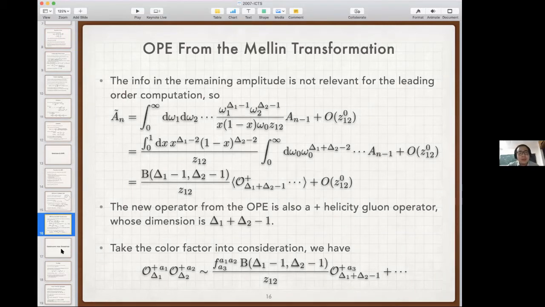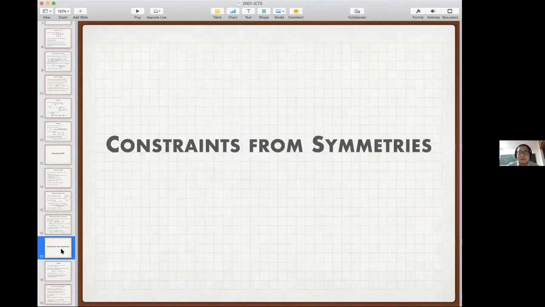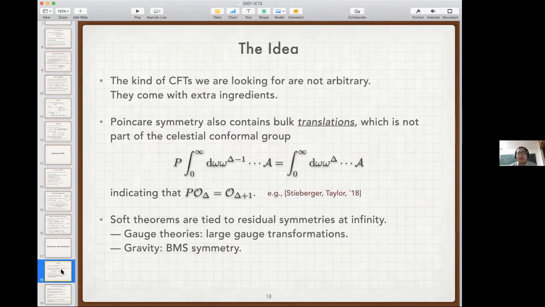But in this talk, I would like to advertise yet another, perhaps more interesting approach, okay? Which is the approach using constraints from symmetries. So the idea behind this game is that, of course, we are dealing with some CFT, but it should not be an arbitrary CFT. Actually, if it is a CFT, it has to come with a lot of additional structures, in particular structures from additional symmetries.